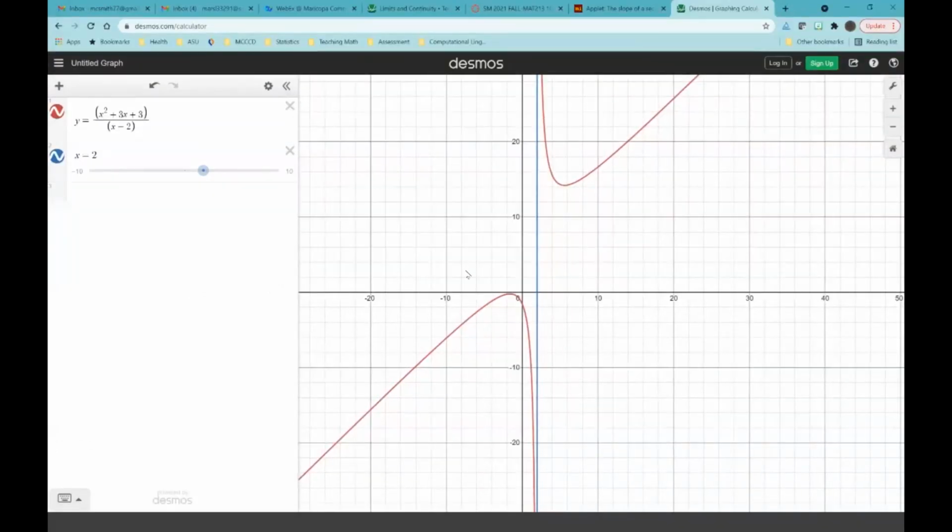You can see as I approach x equals 2 from the left, what happens to y? I'm typing this in the chat. As I approach x equals 2 from the left, what's happening to the y values?